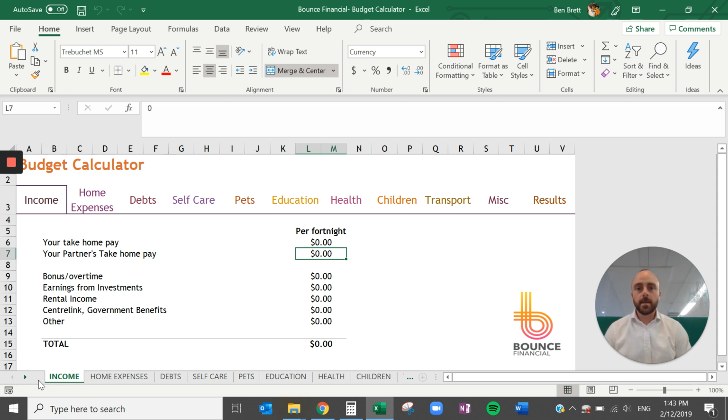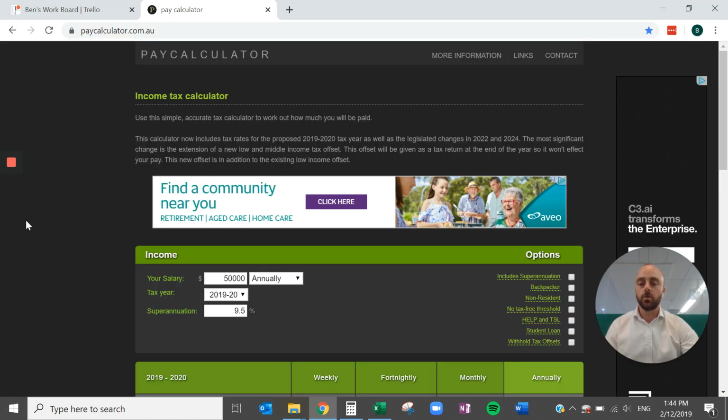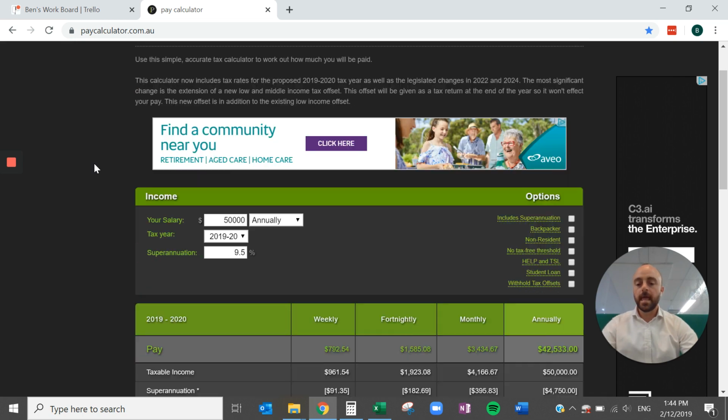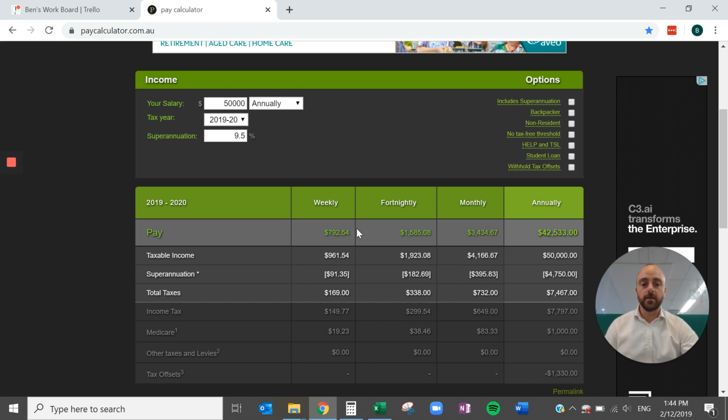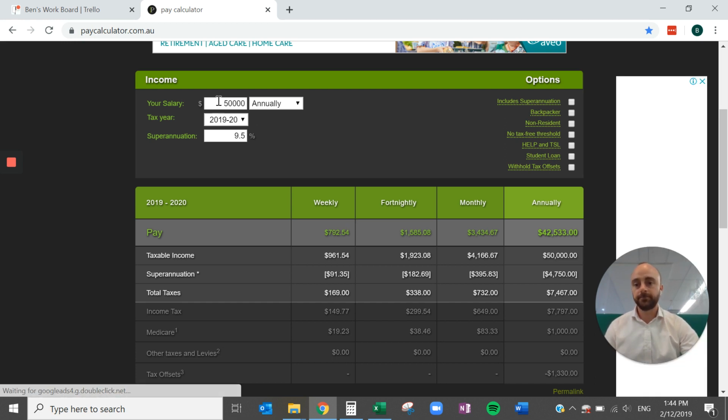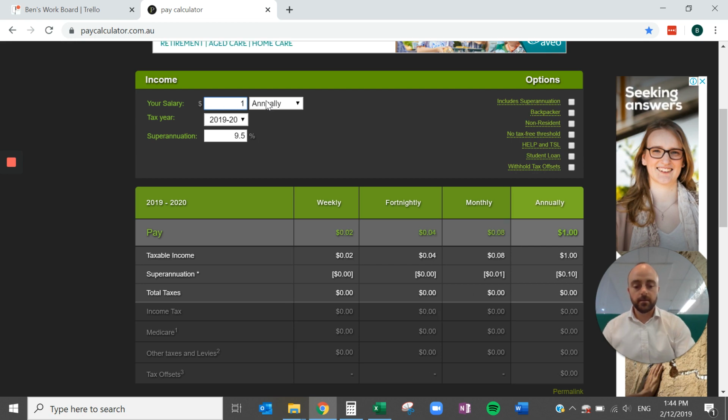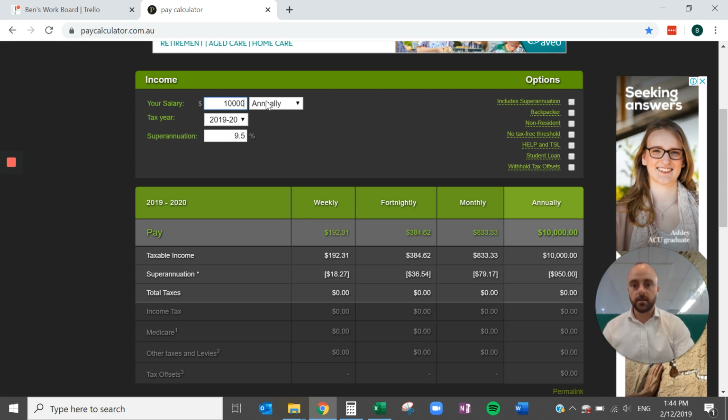Now, many people know how much they earn per year. So, you know, they might be able to say to me, well, I make $120,000 per year, but they don't know what their after-tax amount is. So what you can do is go to a website called paycalculator.com.au, and you can plug in your pay, and from there you can work out how much you receive after tax every fortnight. So let's put in $100,000 just to keep it really rounded.